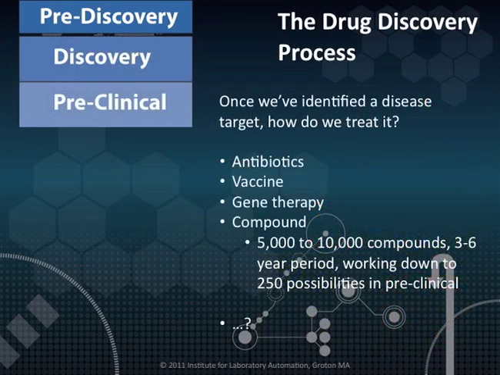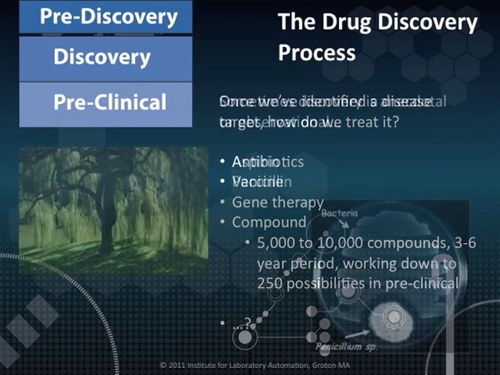Once we've identified a disease, the question is how we treat it. If it's a bacterial infection, antibiotics might be appropriate. Vaccines can be used against several types of organisms, including viruses. Gene therapy might be tried as a way of alleviating the condition. Over a 3 to 6 year period, researchers will examine thousands of potential candidates for treatment and work their way down to perhaps 250 or so that look promising and are worth further investigation.